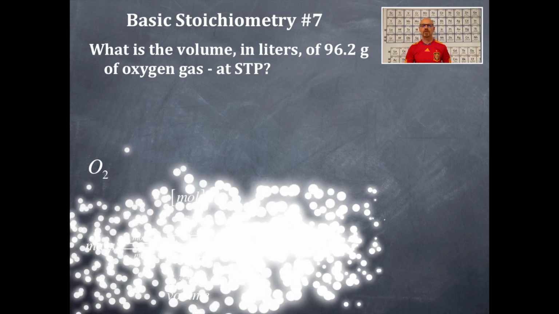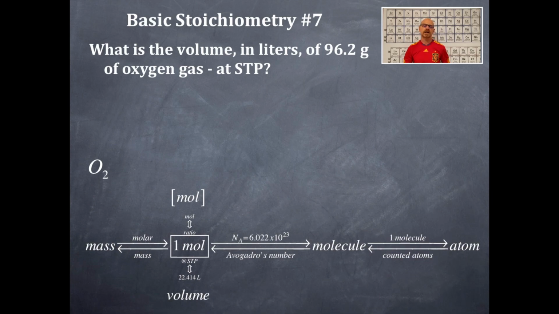And then we're going to have our flow chart. What are we starting off with? 96.2 grams, and that's a mass. What do we want to go to? A volume, and that's right down there. There is no direct route. You can't just go from mass to volume. You have to go first from mass to moles, using the molar mass for oxygen gas. And then from moles, we're going to go to volume. Because it's at STP conditions, we can use the concept of 1 mole equals 22.414 liters.